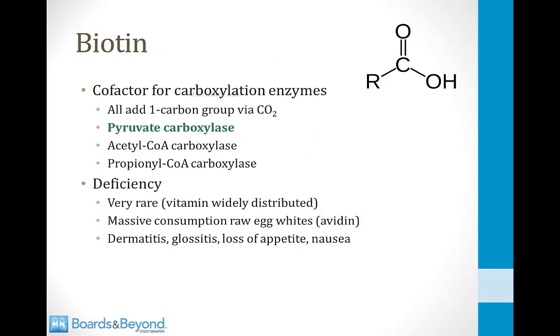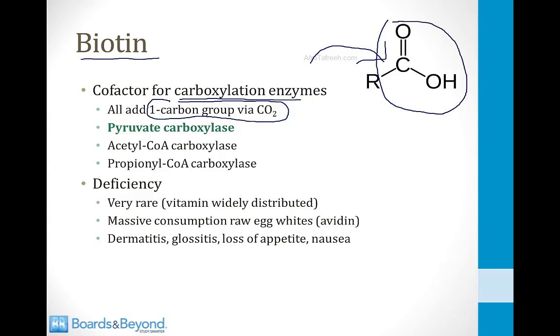So let's talk in a little more detail about the vitamin biotin. Biotin is a cofactor for carboxylation enzymes, and these are enzymes that catalyze the addition of one carbon groups via carbon dioxide. Specifically, they catalyze the addition of a carboxylic acid group. A carboxylic acid group is a COOH, and this is what a carboxylation enzyme will add to a molecule in the reaction that it catalyzes.